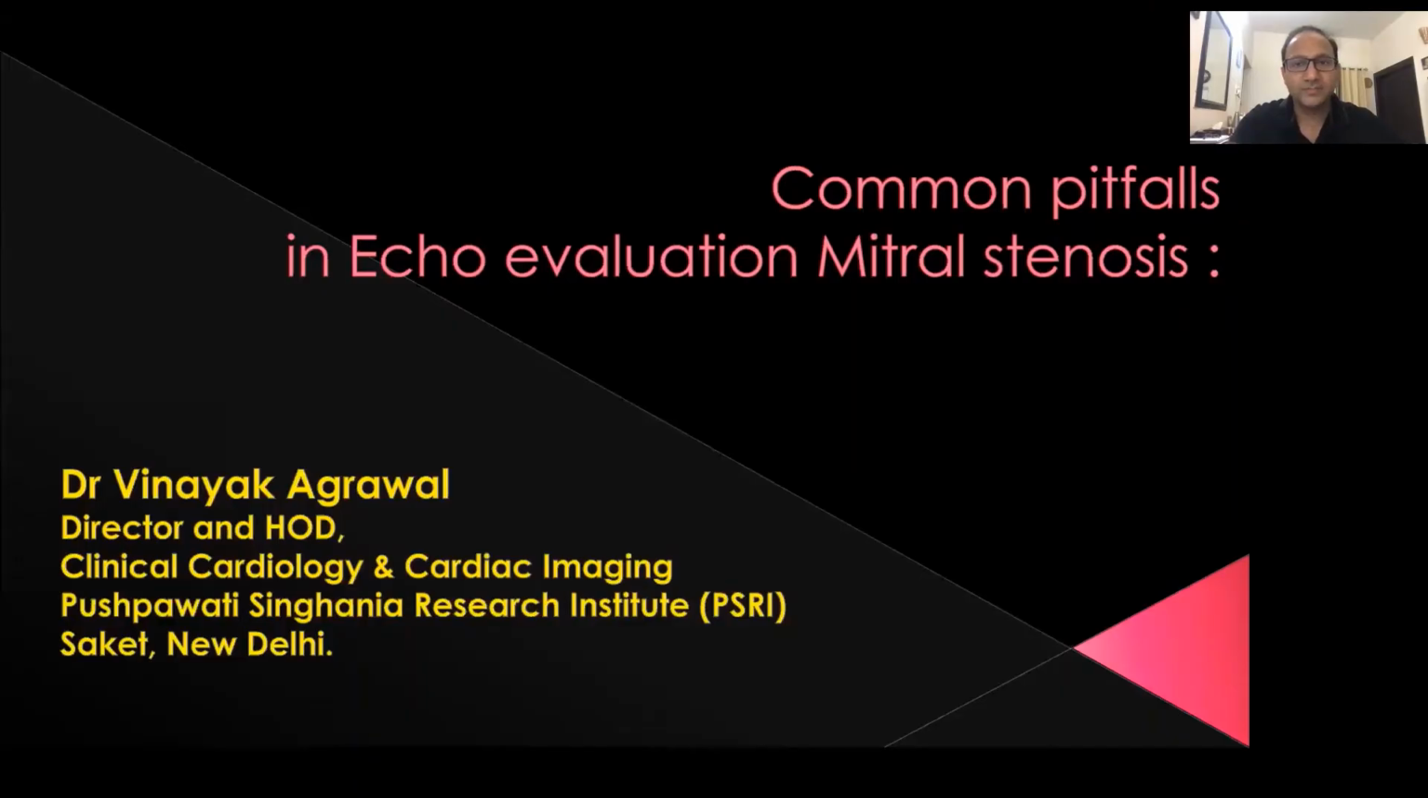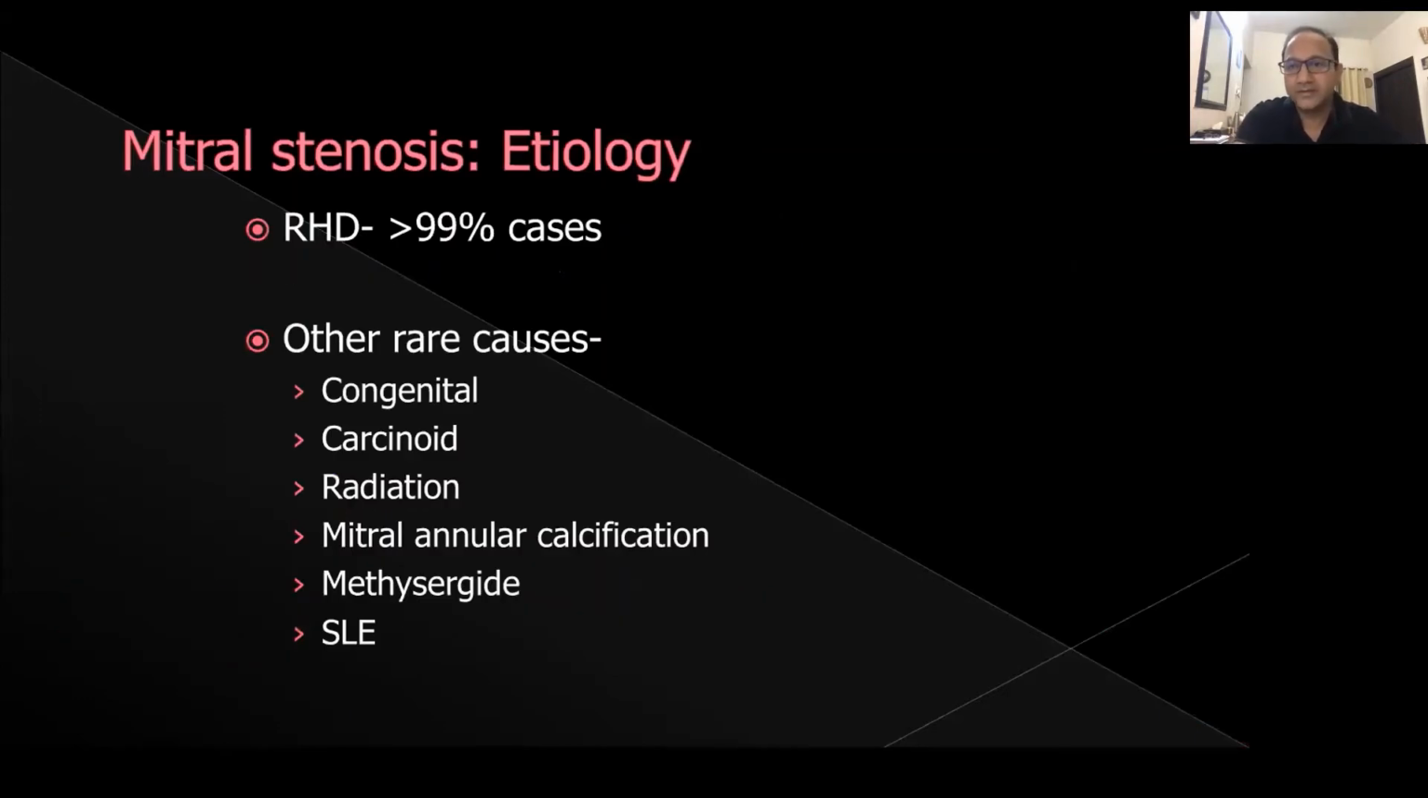And I'm going to touch upon some very simple aspects of evaluation, echo evaluation of mitral stenosis. Now we know that mitral stenosis etiology-wise, 99% of cases which you come across will be rheumatic heart disease. There are some other rare causes like congenital MS, carcinoid heart disease, which is rare. Only 15% of cases of carcinoid actually have left-sided involvement when they have an ASD, PFO, or very large output through the liver.